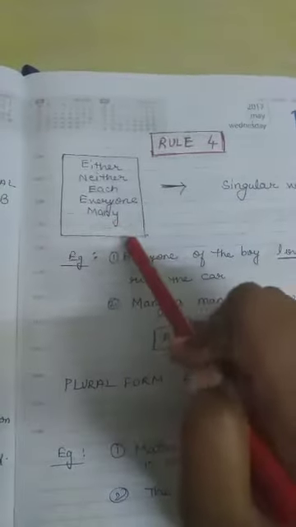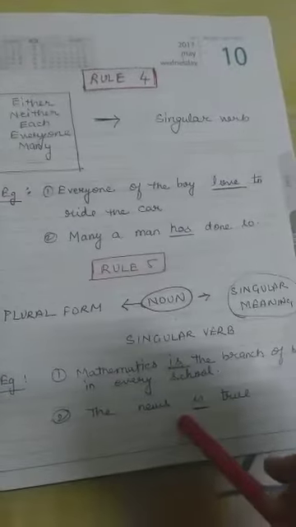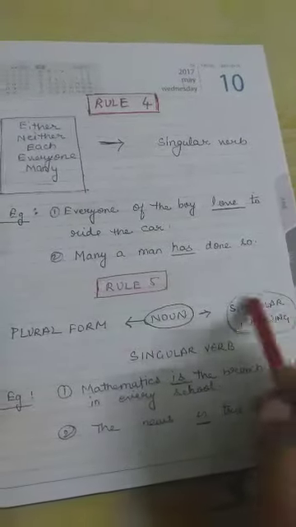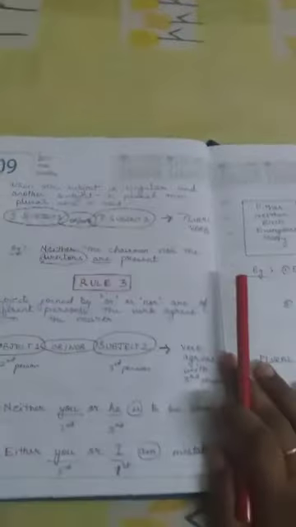What is the fourth rule? Either, neither, each, everyone, many. If these words arrive in your sentence, then what are we going to use? The singular verb. Fifth rule says a noun in plural form but giving a singular meaning, then what are we going to use? Singular verb. And the sixth rule says a noun in singular form but giving a plural meaning, then what are we going to use? Plural verb. Okay, these were the 6 basic rules of subject verb agreement.